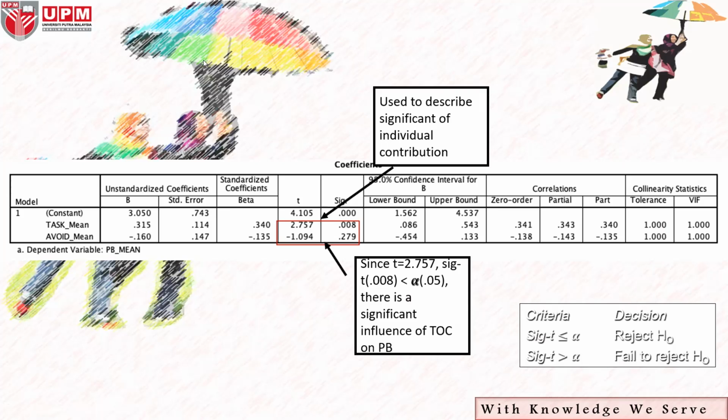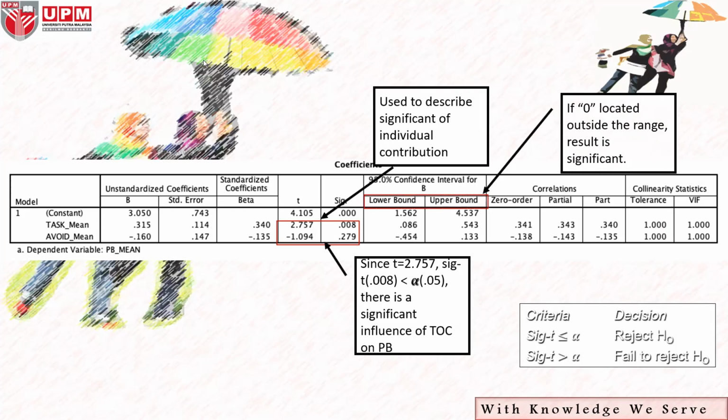But for avoidance-oriented coping, the significant T is 0.279, which is larger than alpha 0.05, so we conclude that there is no significant influence of avoidance-oriented coping towards philanthropic behavior.